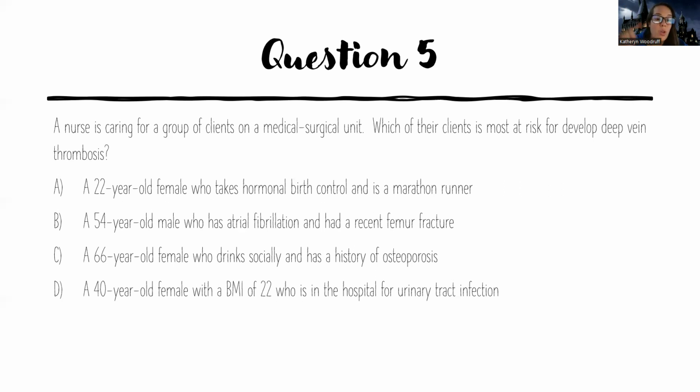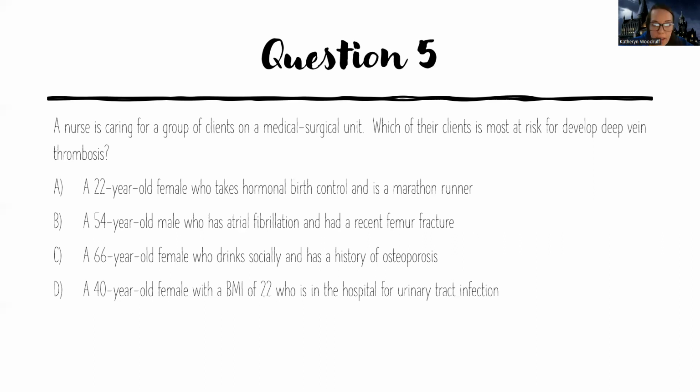66-year-old female. So she's older. Drinks socially. Alcohol is not a risk factor, even though smoking is. Smoking is definitely a risk factor. And has a history of osteoporosis. Osteoporosis is not a risk factor for deep vein thrombosis. So she only has one risk factor.